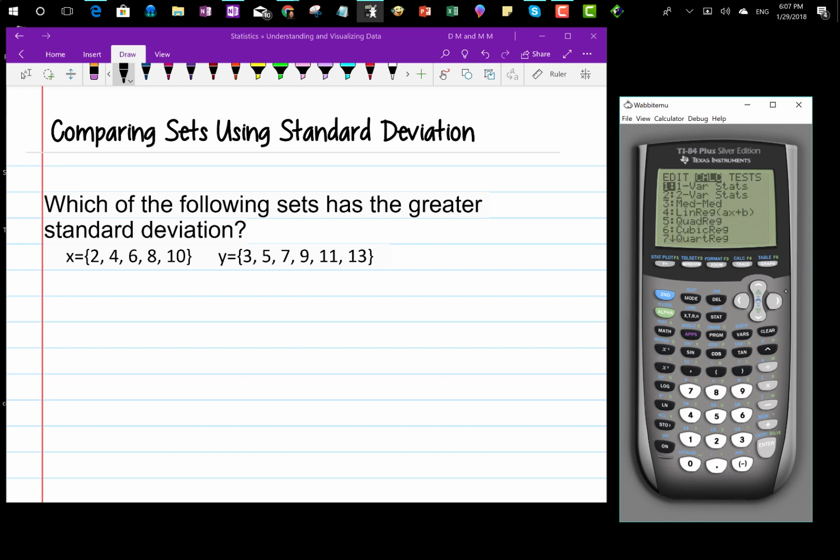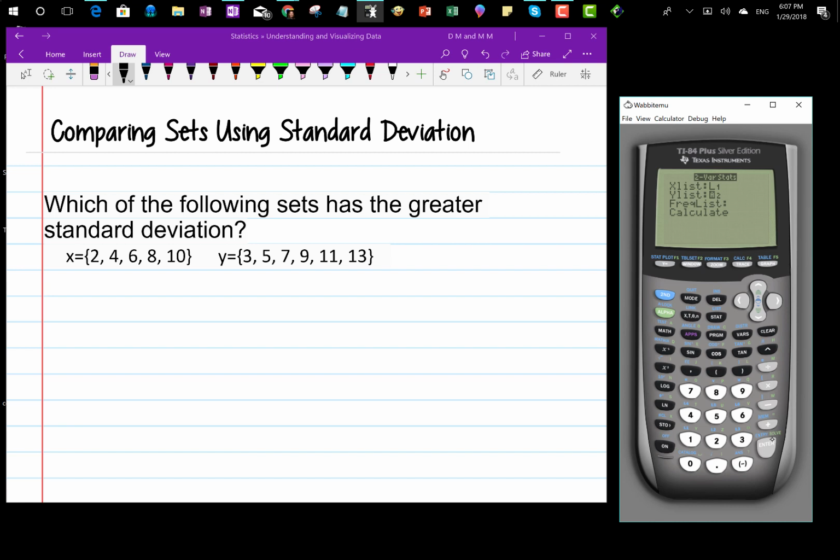Now we've been using 1var stats a lot, and you might be tempted to try 2var stats if you know that 2var stats normally deals with 2 data sets. Let's go ahead and try that so I can show you why it's not always wise. So I'm going to choose number 2. It's going to ask me to enter my X list. That's L1, so I press second and 1 and then hit enter.